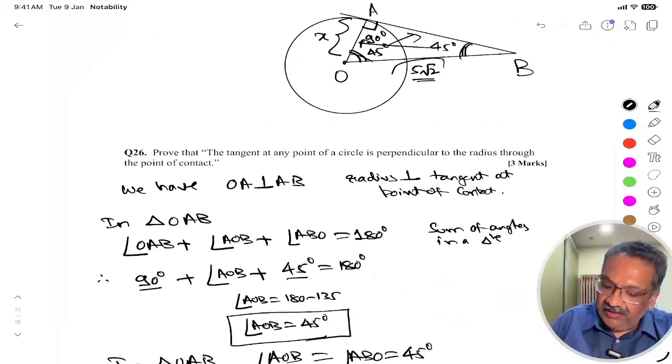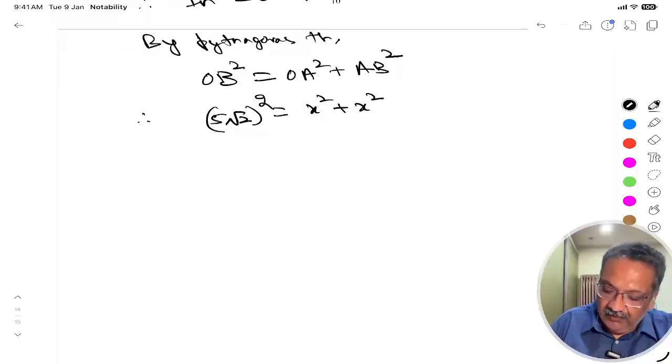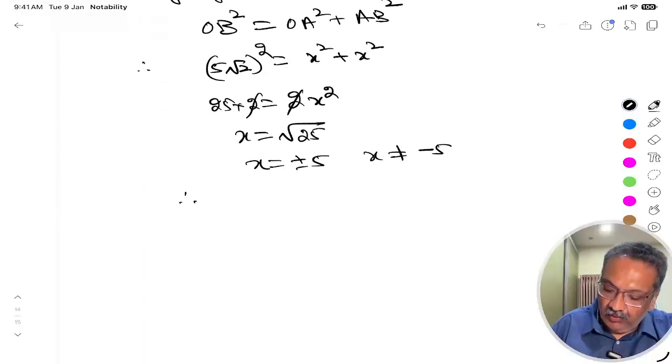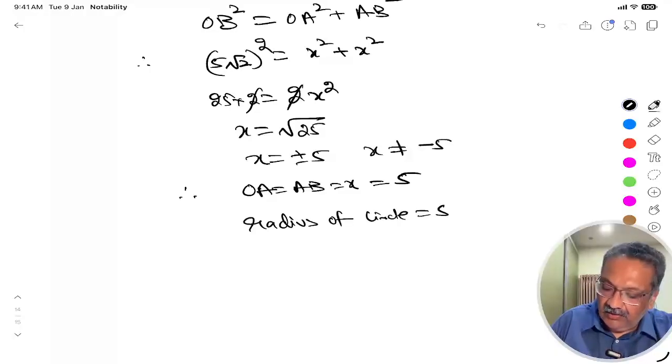What is OB? OB is given to be 5 root 2. So, 5 root 2 square is equal to x square plus x square. We have 25 into 2 is equal to 2x square. 2 cancels. X is equal to square root of 25. X is equal to plus or minus 5. X can't be equal to minus 5. Therefore, OA is equal to AB is equal to X is equal to 5. So the radius of the circle is equal to 5.